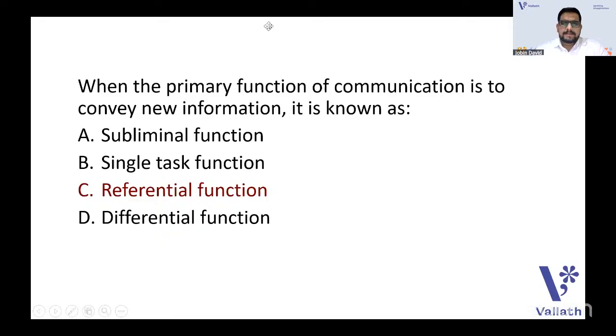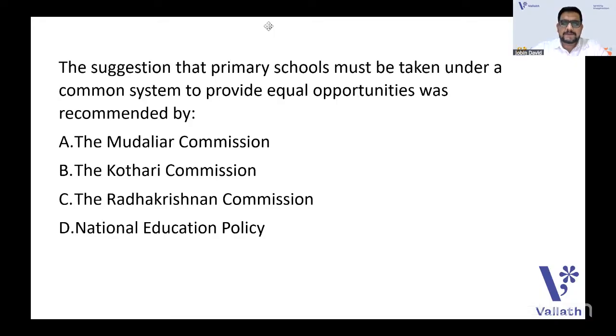The suggestion that primary schools must be taken under a common system to provide equal opportunities was recommended by which commission? Mudaliar Commission, Kothari Commission, Radhakrishnan Commission, or National Education Policy. These are all post-independence commissions. National Education Policy is a vague option, because it is not defined which one, 1986, 1968, or 2020. So you can eliminate that option and go with the other three, Mudaliar, Kothari, and Radhakrishnan.